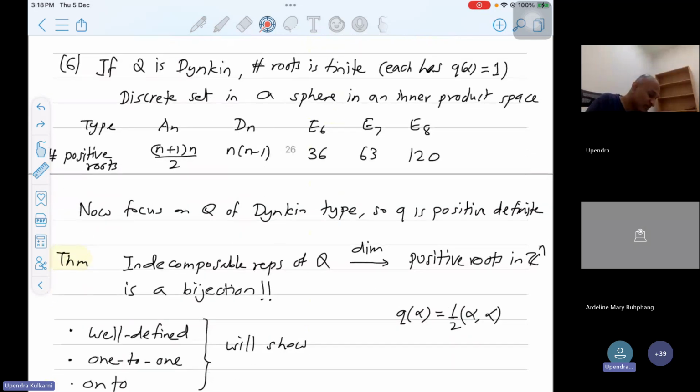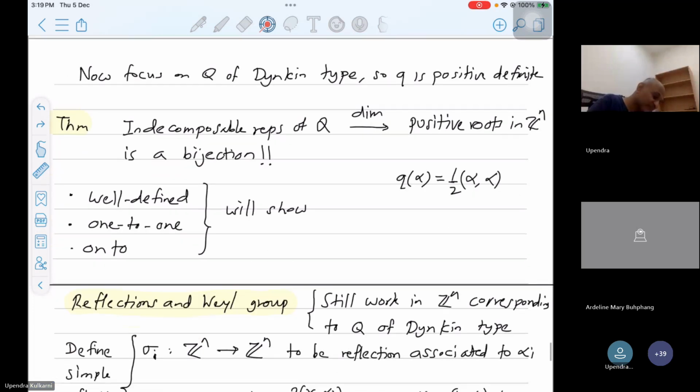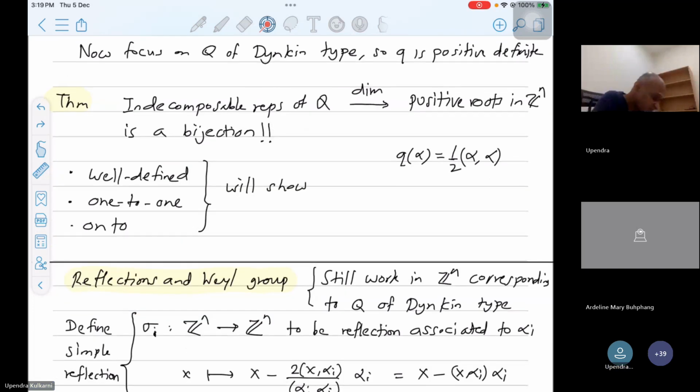So the number of positive roots. Remember, every root is positive or negative, and minus of every root is a root. So now the roots fall into two halves: the positive ones and the negative ones, which are equinumerous. And this is the number of roots, which I have just written down. We will see some of this and play with the actual combinatorics in the tutorial. All right. So what do I have? Now I focus on the Dynkin type.